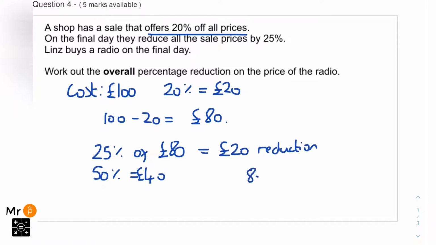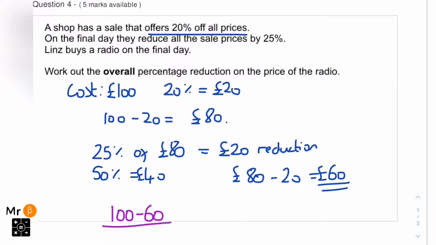So £80, subtract this 20, and we would get £60. So our final price is £60. So we have started at our original price of 100 and we've ended at 60. So if we work out the difference, we're then going to divide that by the original price and then times by 100. So that's going to give us 40%.